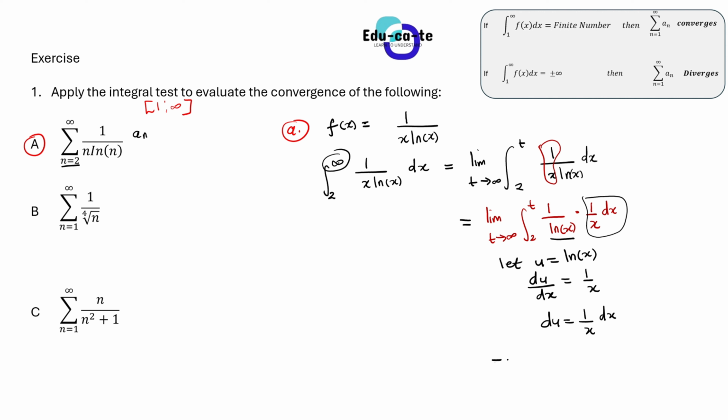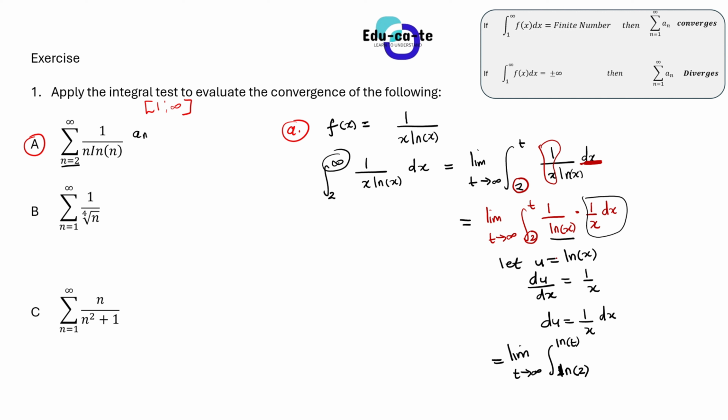This is going to give you the limit as t tends to infinity from, now you change the bounds as well. The lower bound will be ln 2. The upper bound will be ln t. How do you find this? Remember, when you're doing the u substitution method, the lower bound here was in terms of x. This 2 was the lower bound of x. Now you have changed your integral to be in terms of u.